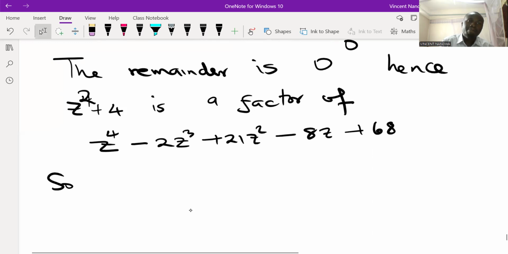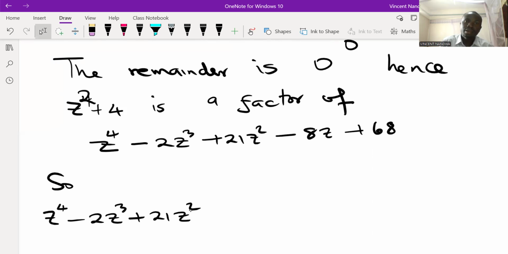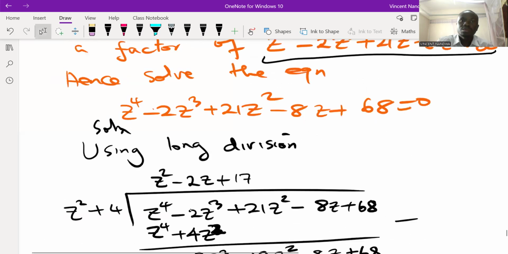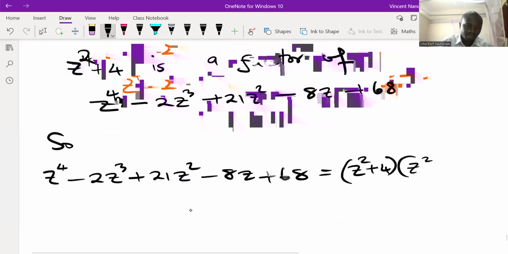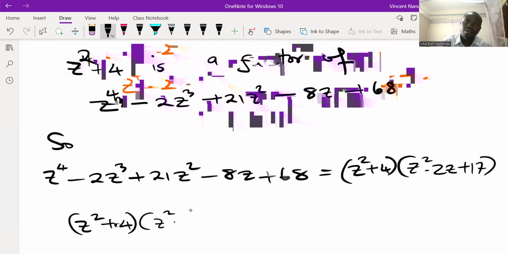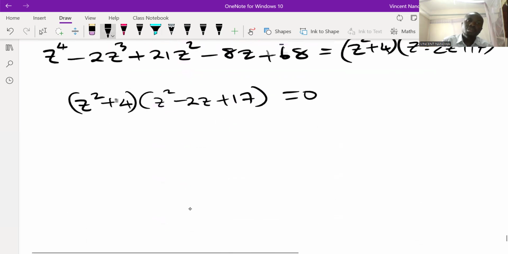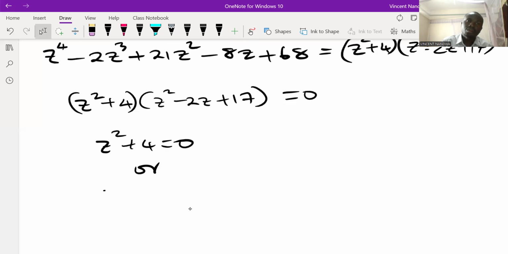So part B, z power 4 minus 2z power 3 plus 21z squared minus 8z plus 68 can be written as z squared plus 4 times this quotient, which is z squared, and then minus 2z, then plus 17. And so solving this is the same thing as writing z squared plus 4 into z squared minus 2z plus 17 equals to 0. And so z squared plus 4 equals to 0, or z squared minus 2z plus 17 equals to 0.